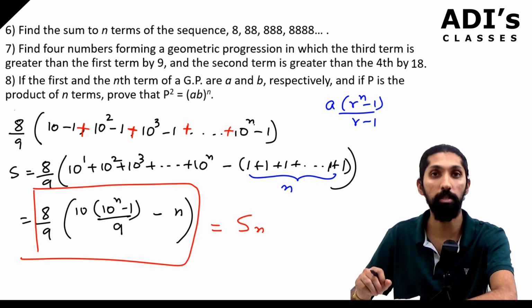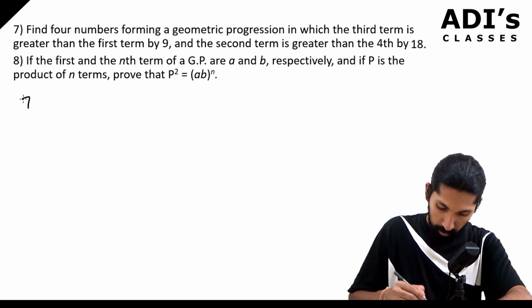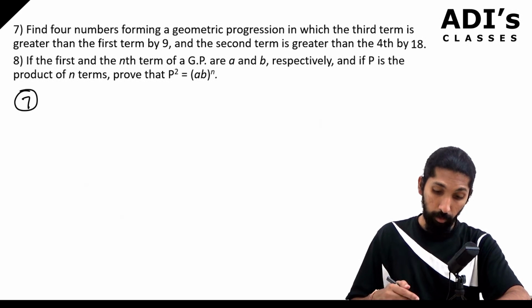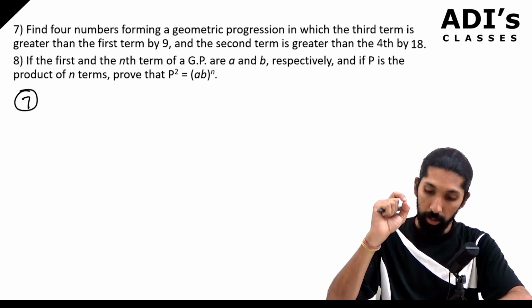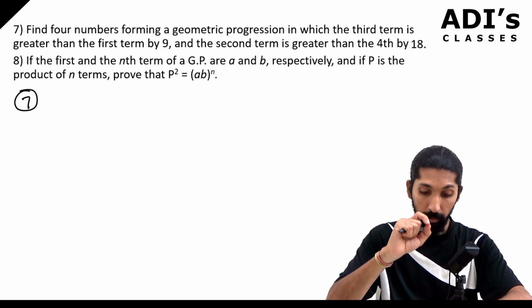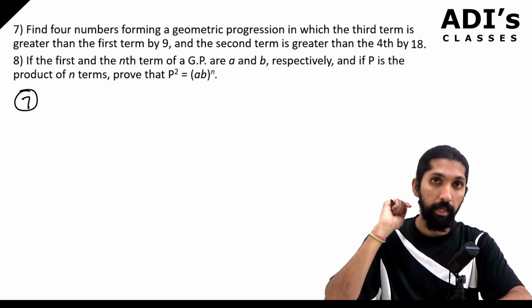Okay, let's move on to the 7th one. Now let's solve the 7th one. See, 7th question, the condition is what? You have to find the 4 numbers forming a GP in which the third term is greater than the first term by 9, and the second term is greater than the fourth term by 18.